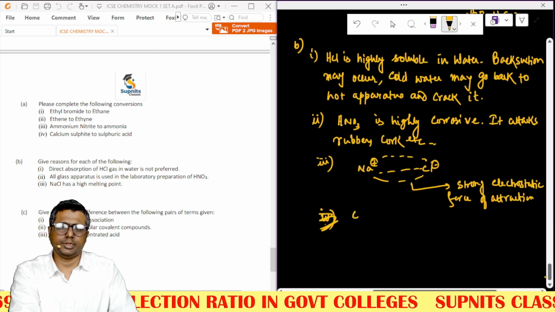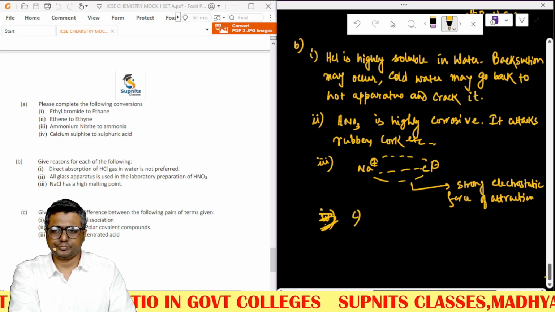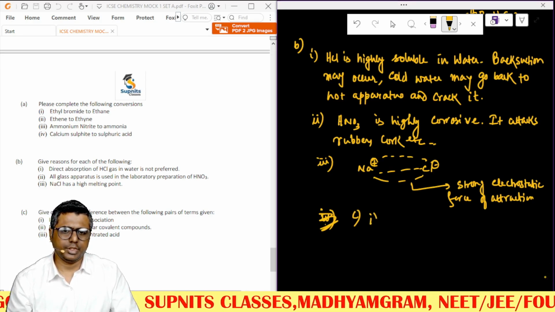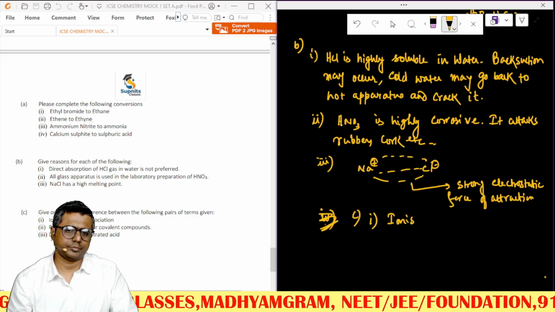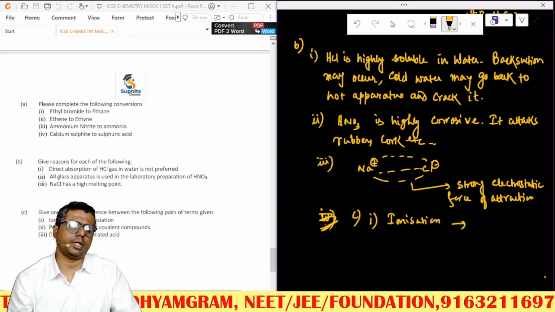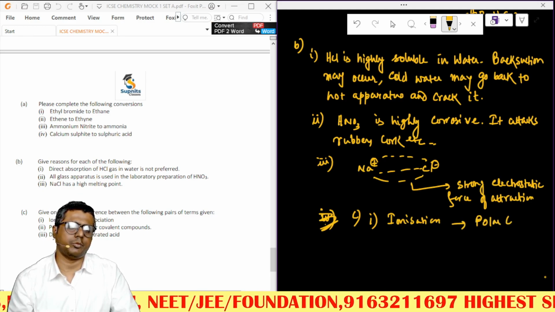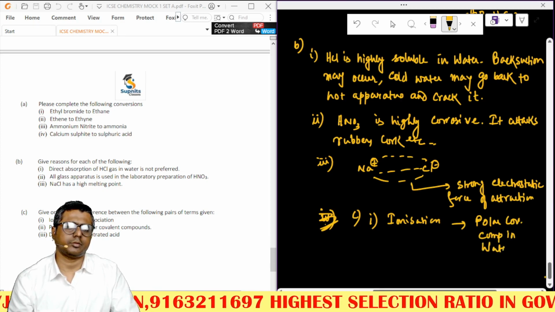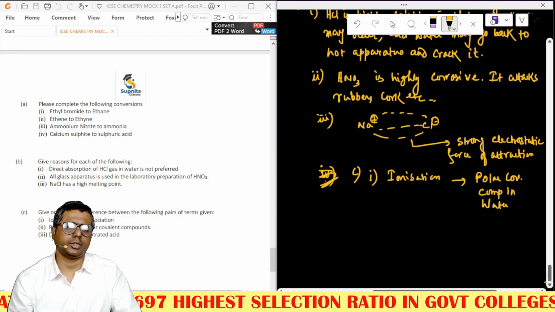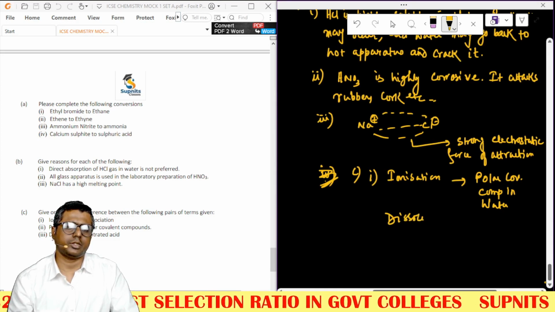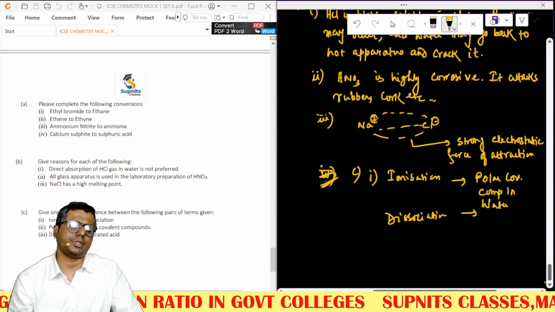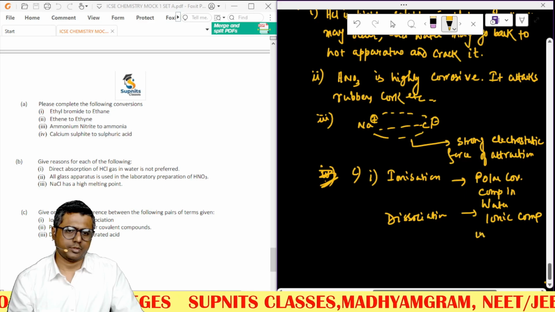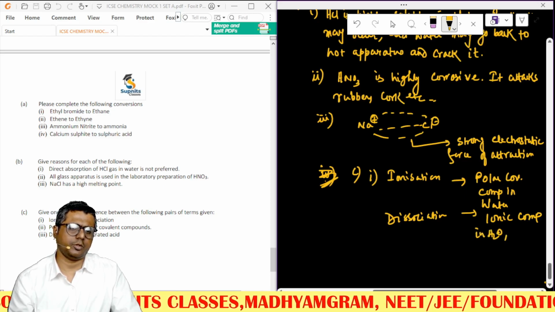Okay, number 4, C, ionization and dissociation. This is a simple difference, one point of difference you need to give. Ionization happens for which kind of compound? Ionization happens for polar covalent compounds in water. Dissociation happens in the case of ionic compounds in water or molten state.